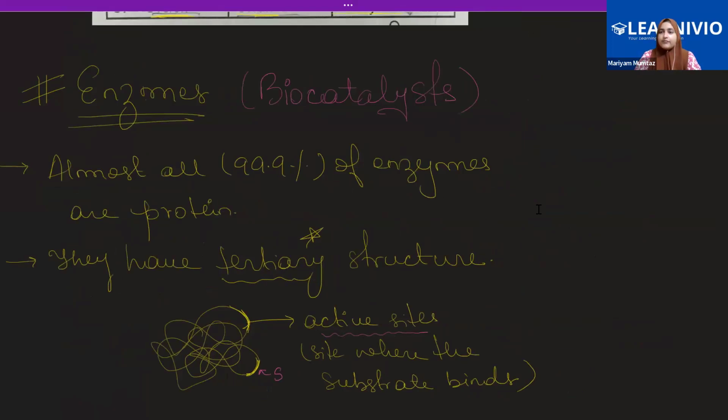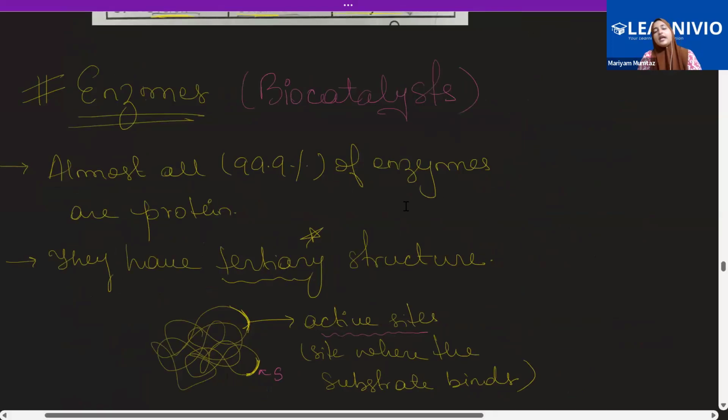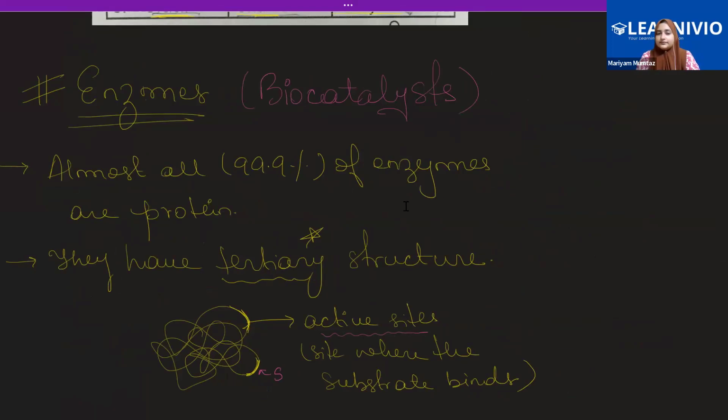Now we have enzymes. See, students, enzymes are called biocatalysts. What are catalysts, students? You might have studied about catalysts in chemistry. Catalysts are those substances that increase the rate of reaction, right? It forms product quickly. So when we talk about the catalysts that are found inside living organisms, we call them biocatalysts. The example for which is enzymes.